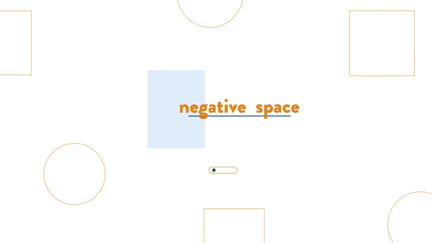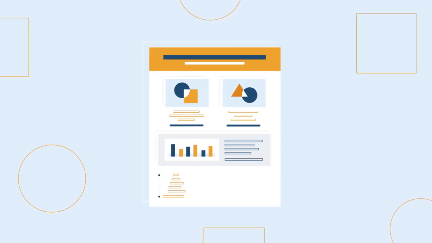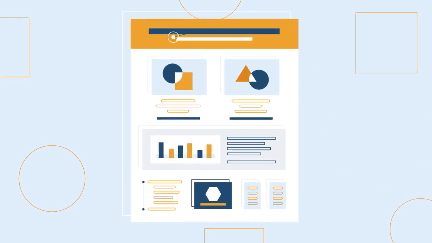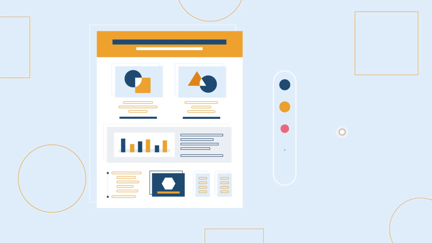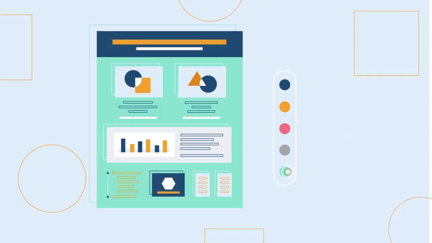White space, also known as negative space, is the space between the lines of texts, images, icons, illustrations, and other elements in your infographic. Put simply, white space is the empty space in your infographic. Your white space doesn't have to be white, as it can also take the color of your infographic's background.